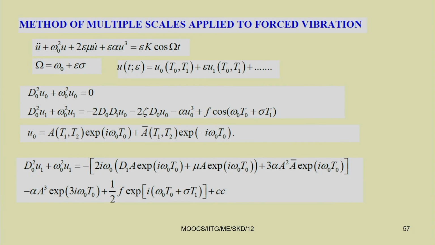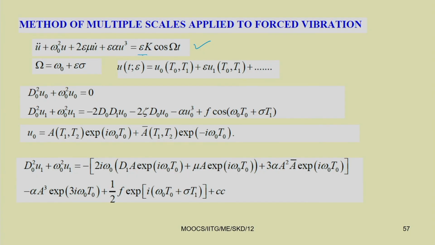Particularly we studied the application of the method of multiple scales to forced vibration. Here we have taken the governing equation in this form: u double dot plus omega 0 square u plus 2 epsilon u dot plus epsilon alpha u cube equal to epsilon k cos omega t. We discussed the weak form of forcing, as the forcing contains a term epsilon to represent weak forcing.